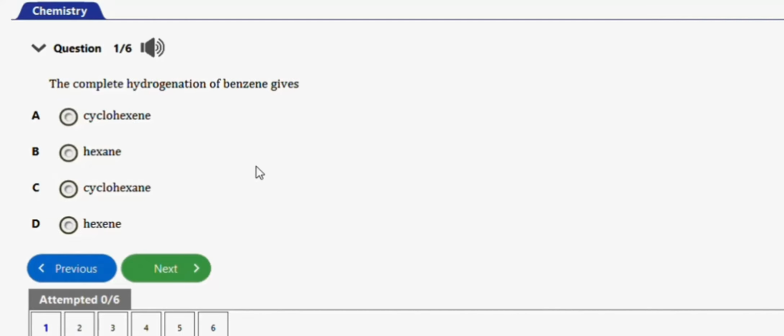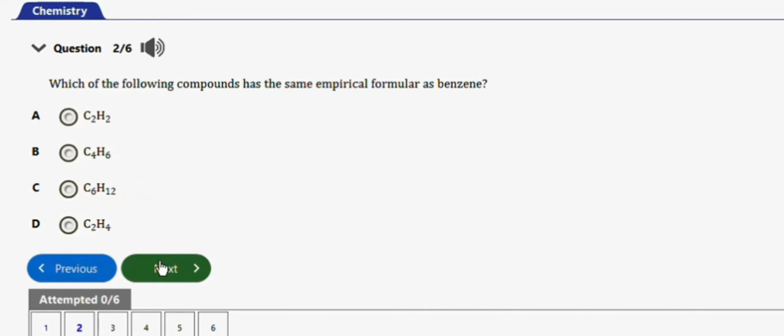The next repeated question will be this one. It says, which of the following compounds has the same empirical formula as benzene? Alright, so guys, the right answer here would be this option A we have here, C2H2. So this compound we have here has the same empirical formula as benzene. Alright, so this is our ethyne. That's it for this question.